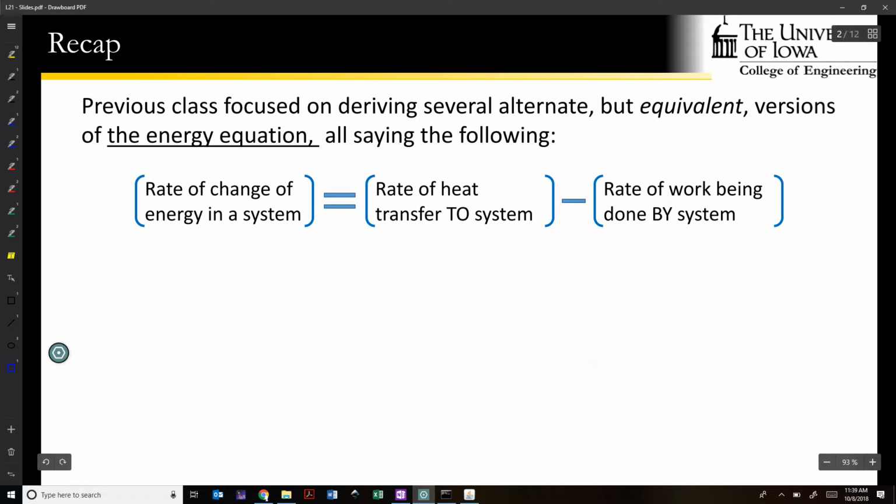The whole thing was based around the first law of thermo, right? Which says the rate of change of energy in a system is a matter of bookkeeping. How much energy goes in the form of thermal energy, heat transfer, and how much energy comes out of the system in the form of mechanical work. We went through, we said system conservation laws, right?